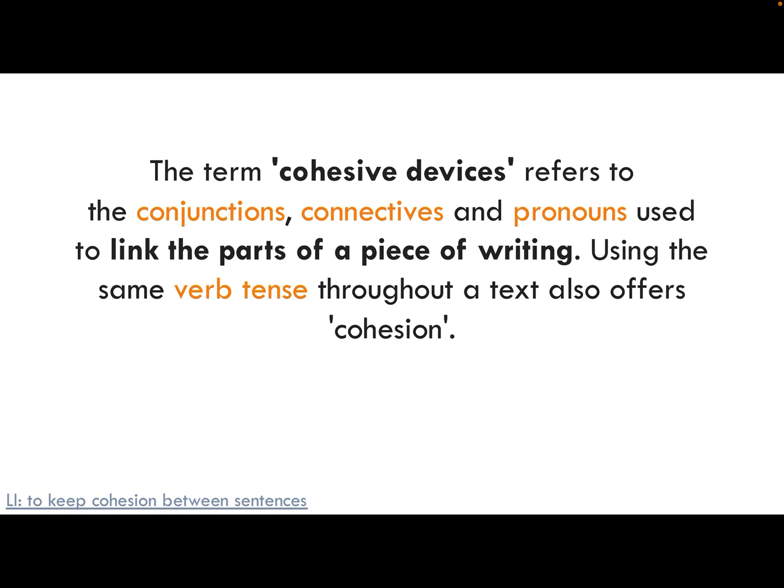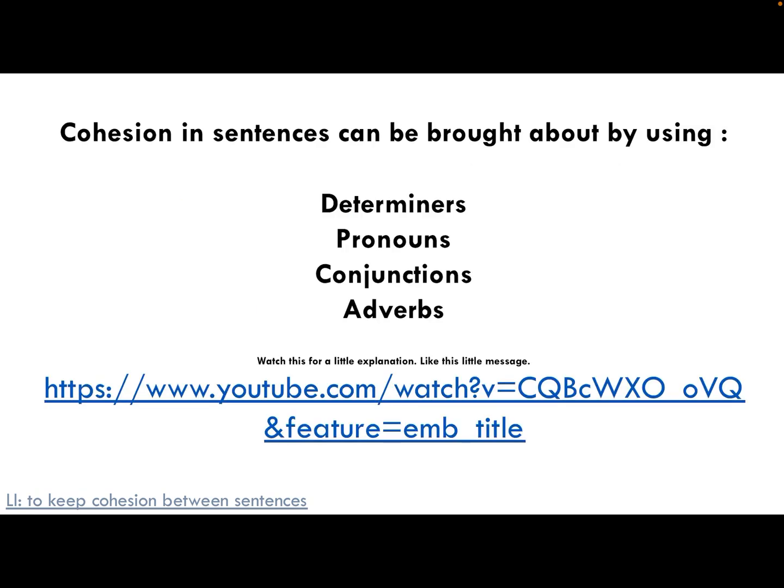So, same as that, we can do that within our writing. And as we said here, we can focus on conjunctions, connectives, and pronouns to link all of our different aspects of our writing together, just to make it more enjoyable for the reader, to make it flow nicely. So cohesion in sentences can be brought about by using determiners, pronouns, conjunctions, adverbs. We're going to click on this video and just have a little listen.